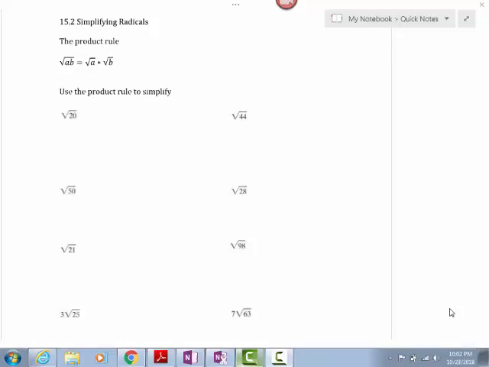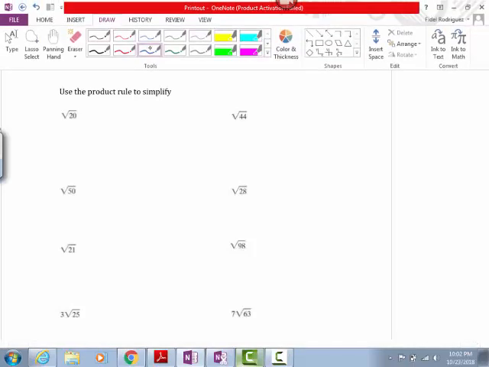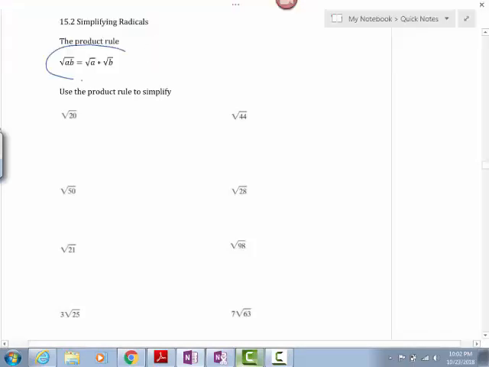15.2 is simplifying radicals, and we're going to be using something here that we call the product rule. The product rule just says if I'm taking the square root of a times b, I can break that down into the square root of a times the square root of b. So the directions here say let's use the product rule to simplify.